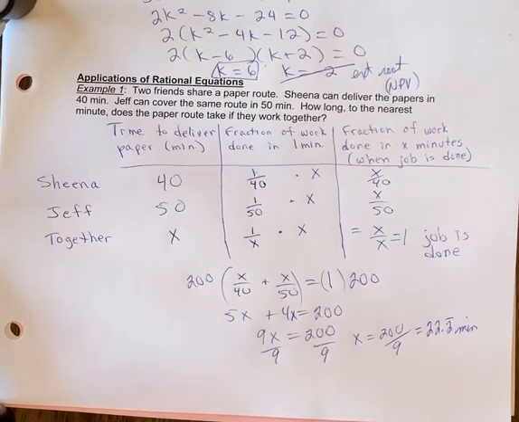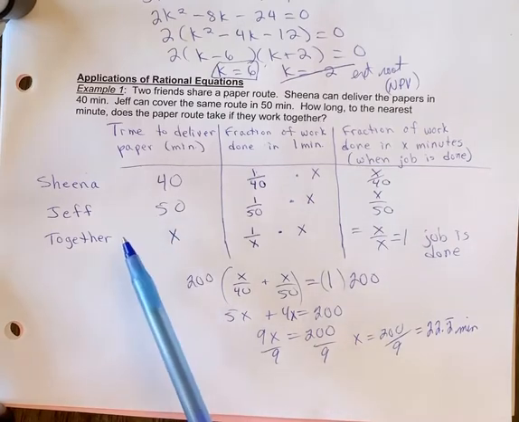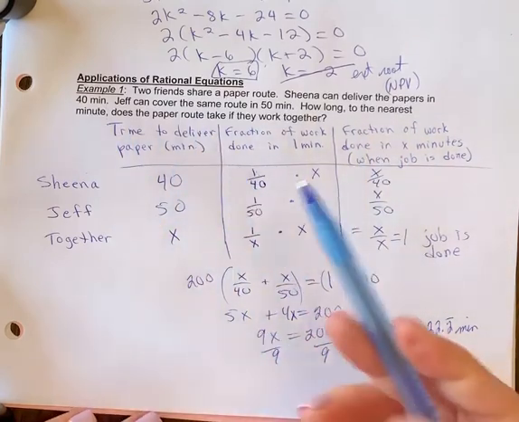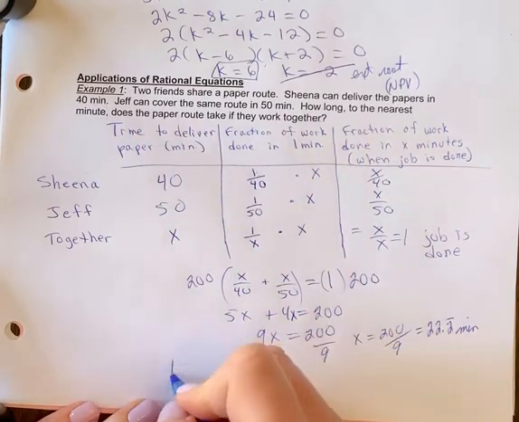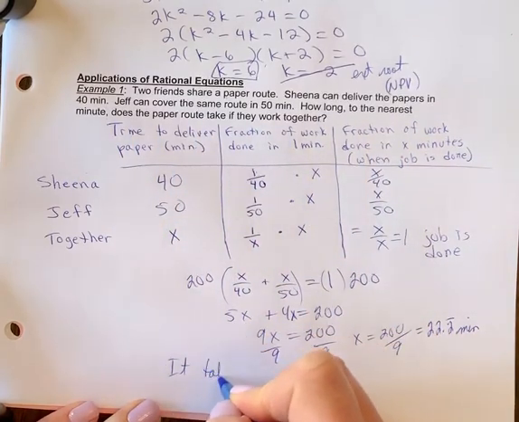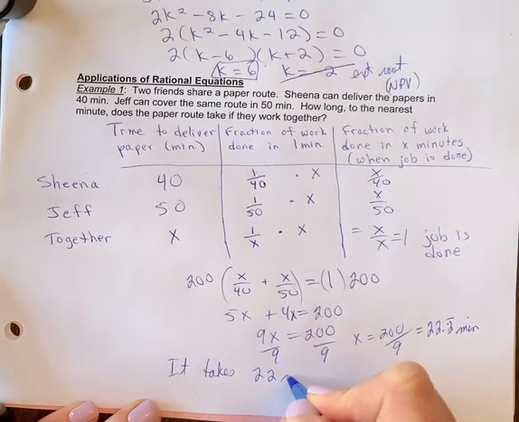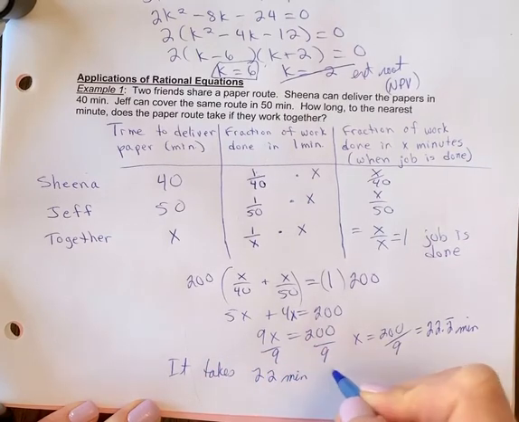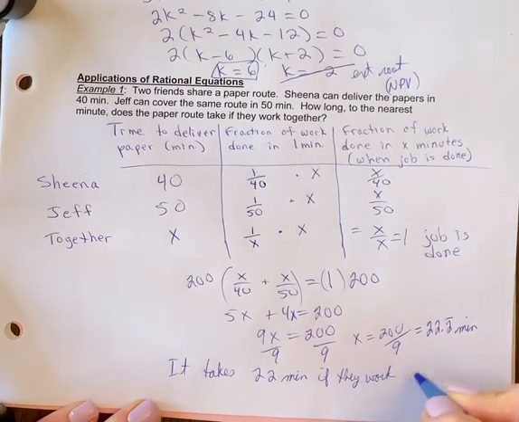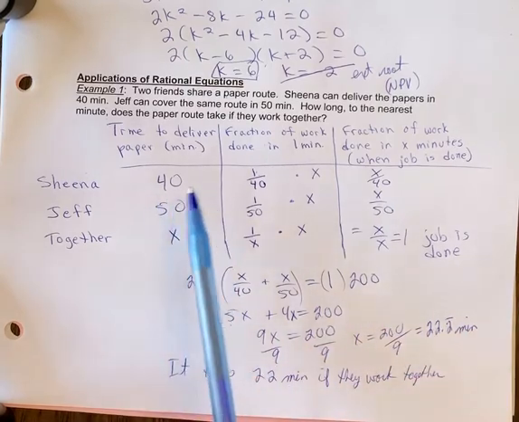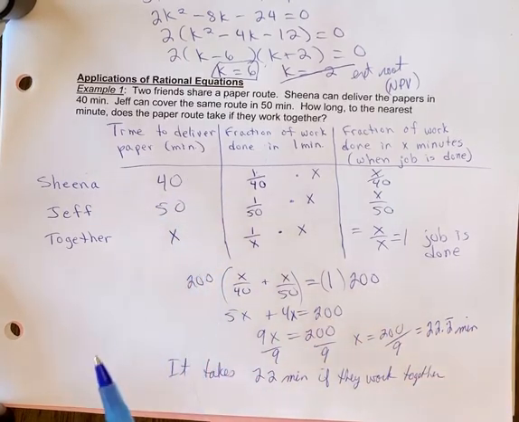Okay, so let's read our units and stuff. So how long to the nearest minute? So we want to make sure we write a sentence. So it takes 22 minutes if they work together. Now that makes sense because it's close to what the average of this could be.